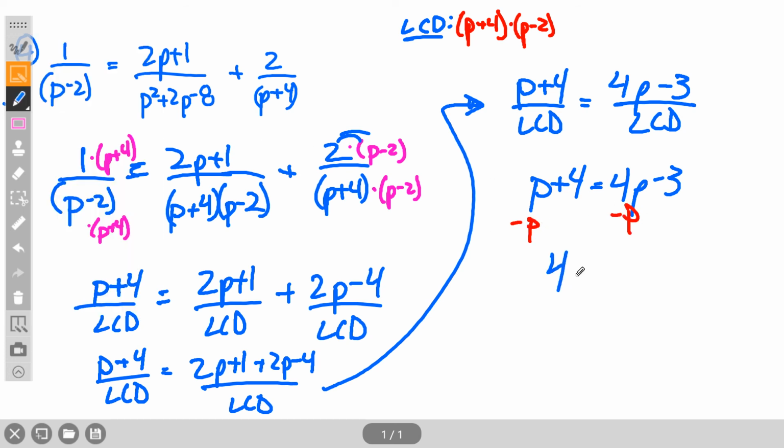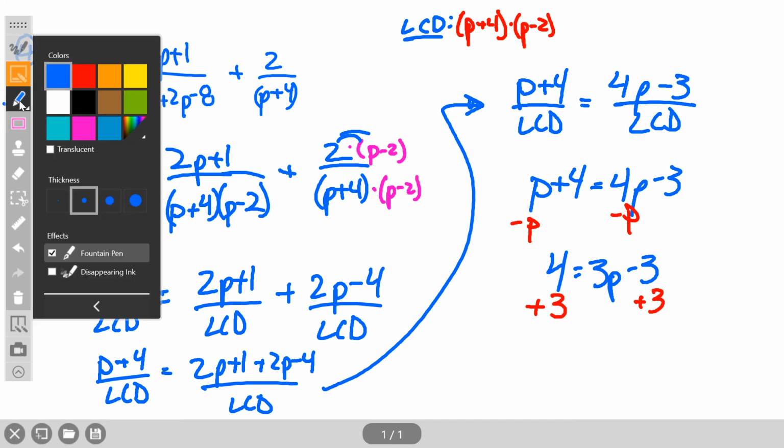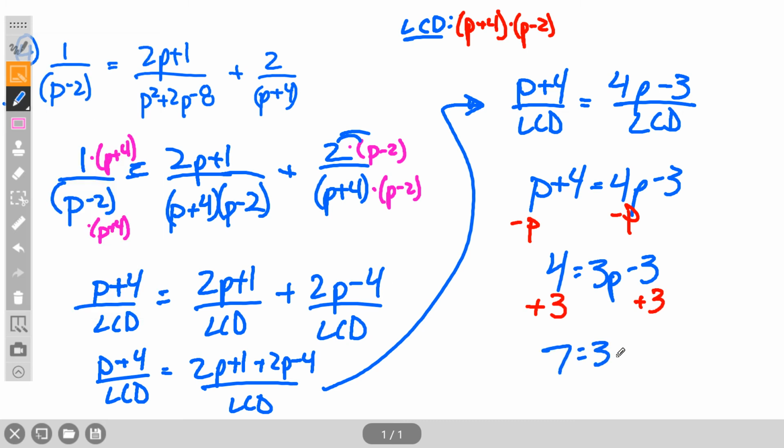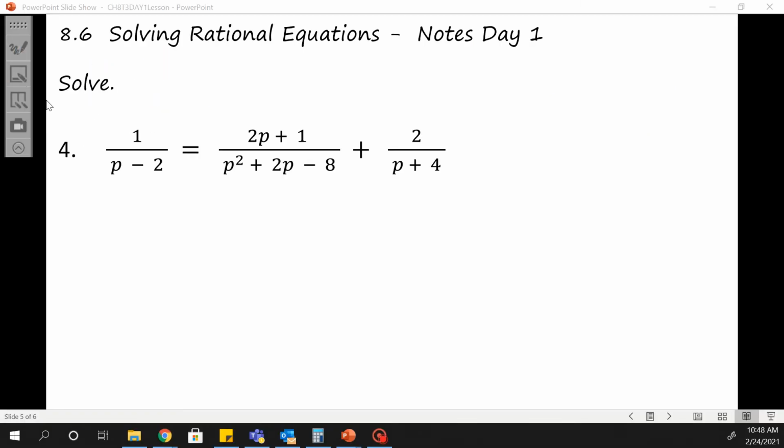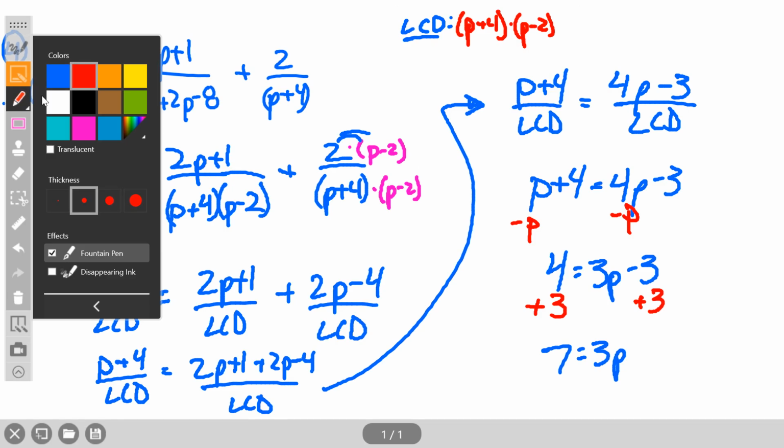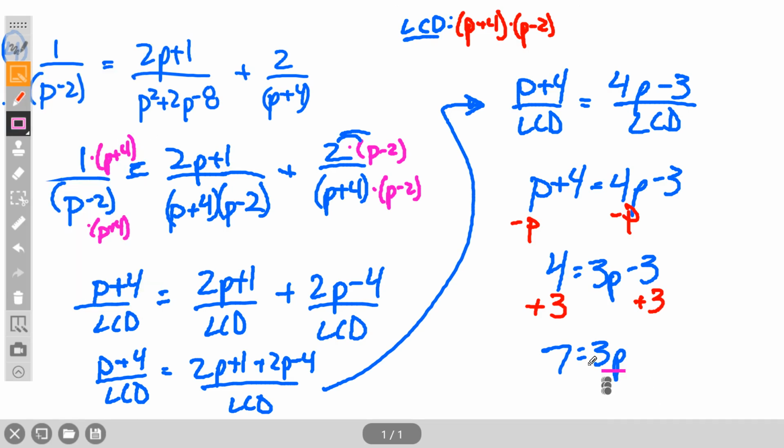and we get 4 is equal to 3p minus 3. Add 3. 7 is equal to 3p. Divide by 3. And we get p is equal to 7 over 3.